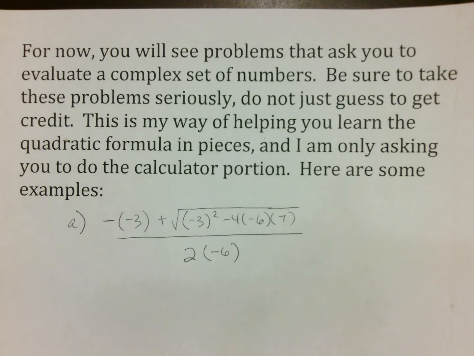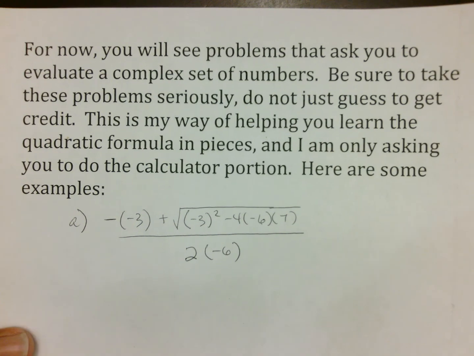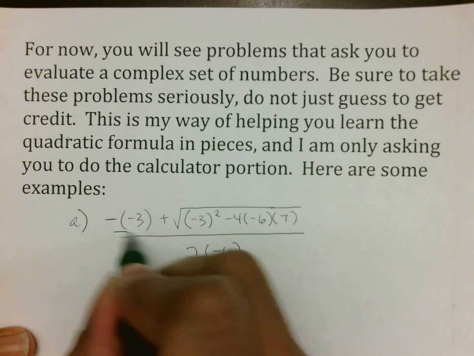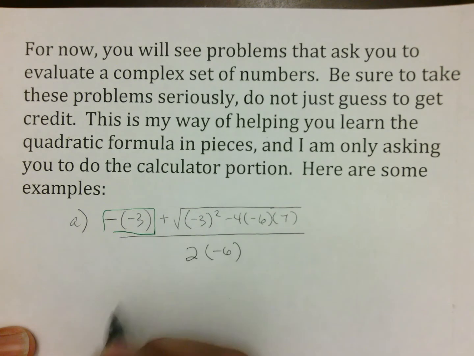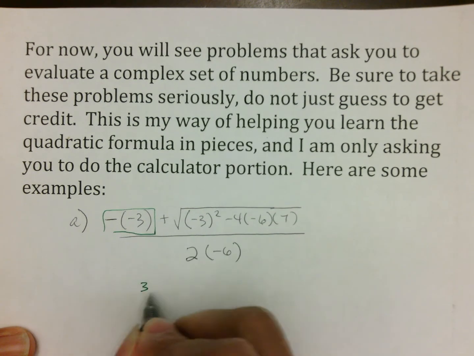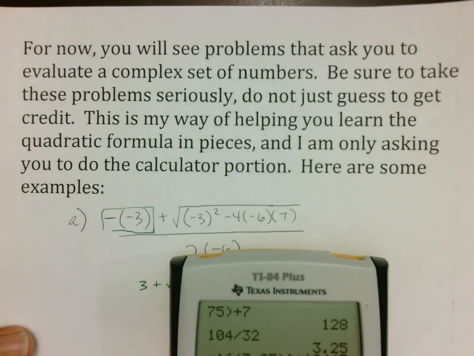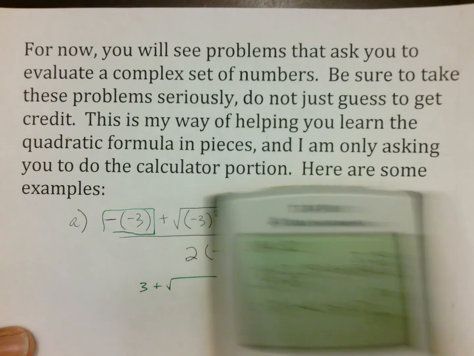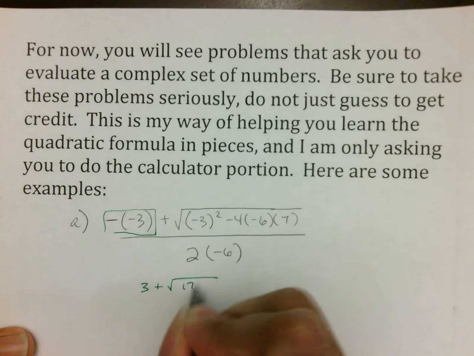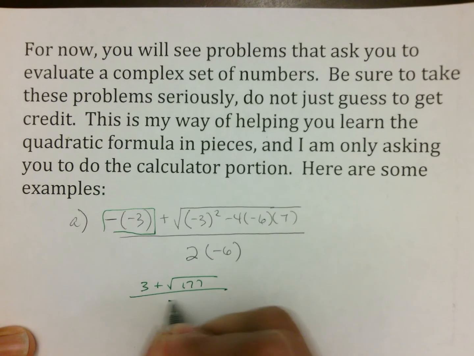I'm only asking you to do the calculator portion. So what you want to do when you do the calculator portion is 3 pieces. First thing you want to do is simplify the parts here. So negative 3 turns into 3. Second thing you want to do is ignore the root and type in exactly what's under the root, exactly the way you see it. So negative 3 squared minus 4 parentheses negative 6 parentheses 7 gives me the number of 177, and then all over negative 12.